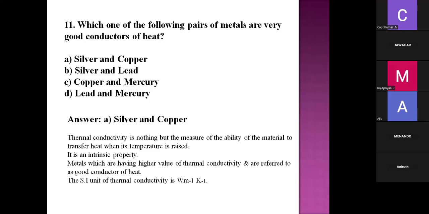Here we can see silver and copper have a greater value of thermal conductivity as compared to the remaining elements. Both metals, silver and copper, are good conductors of heat. Material thermal conductivity in watts per meter Kelvin: silver 406.0, copper 385.0, lead 34.7, mercury 8.3. Silver and copper is the correct answer.